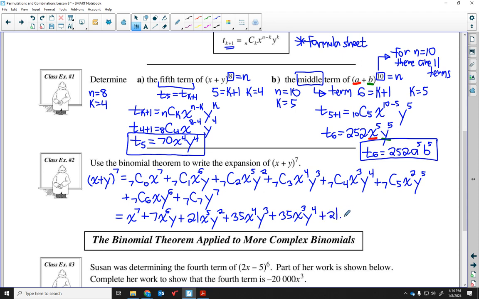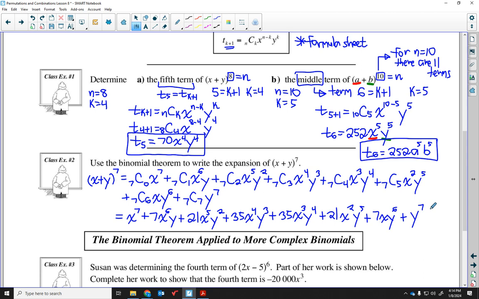So that's back to 21 again. So we have 21, x squared, y to the power of 5, plus, and then we'd have 7 choose 6, which is equivalent to 7 choose 1. So that's back to 7 again. And we would have x, y to the power of 6. And the final one right here, which is 7 choose 7, would also be equivalent in value to 7 choose 0, which is 1. And then we'd have y to the power of 7.